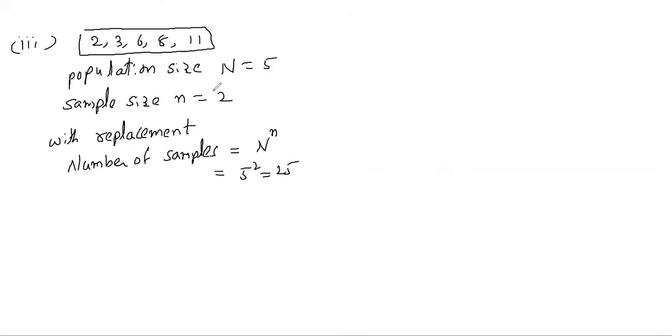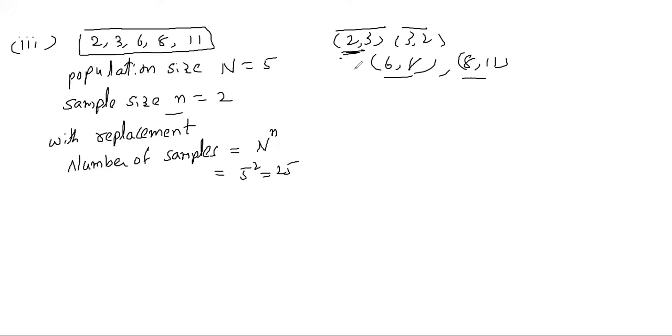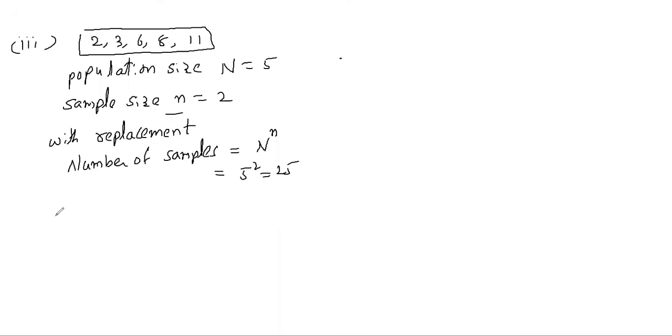That means sample size is 2. For example, if you are taking 2 comma 3, next 3 comma 2, 6 comma 8, next 8 comma 11. Like that, we can form 25. These are all called samples, and you are taking 2 at a time. So that is called sample size. Each sample size is how much? 2. Okay, 2 elements you are taking, therefore sample size is 2. So we have to write all those samples. How many samples can we form? 25. Those samples I am writing here.